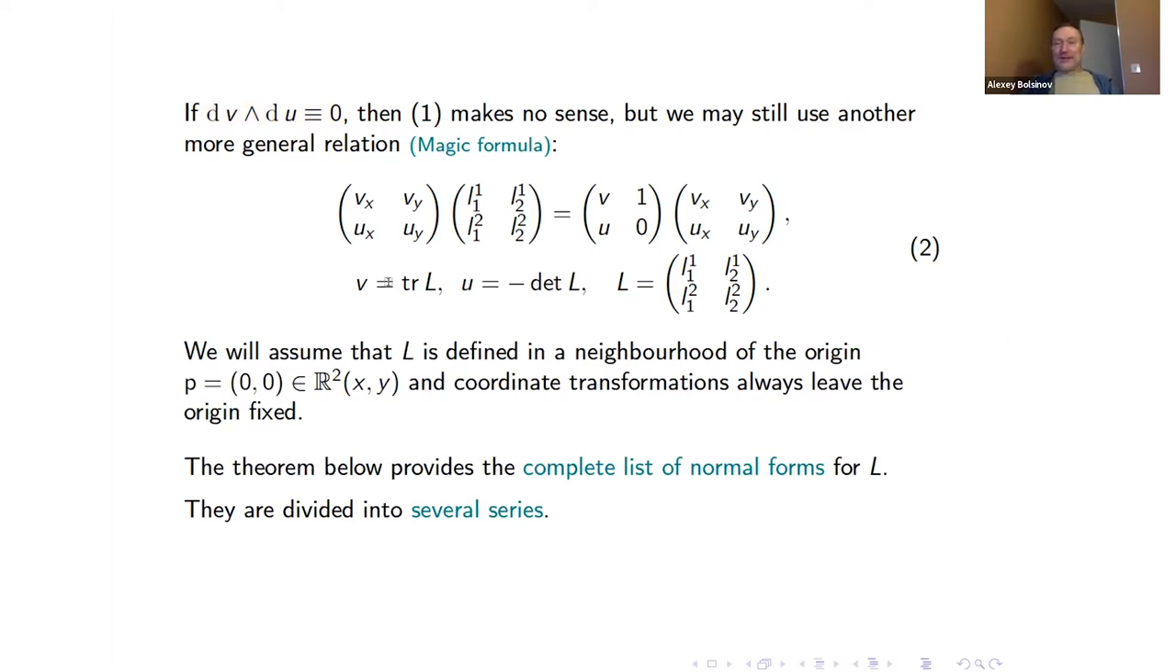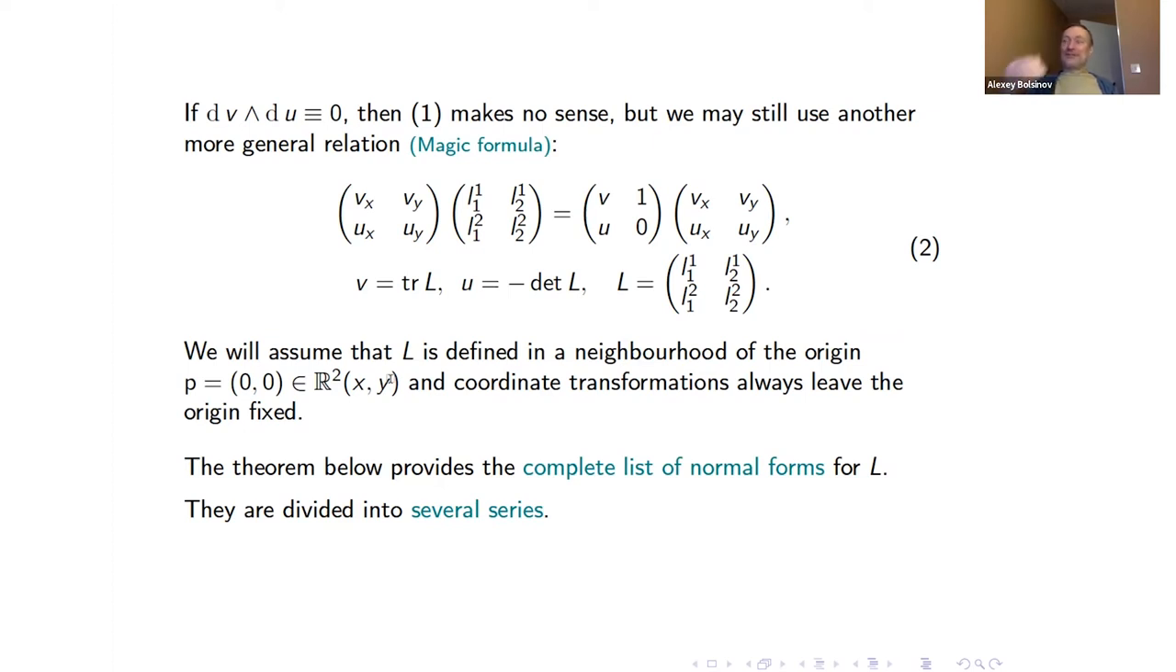Conventions. We will assume that the point P where we do this description is just the origin of our coordinate system, and the coordinate transformations we are going to apply always leave the origin fixed. Here is the theorem on the next slide, which gives a description of all possible normal forms.